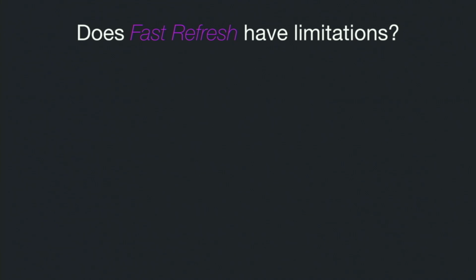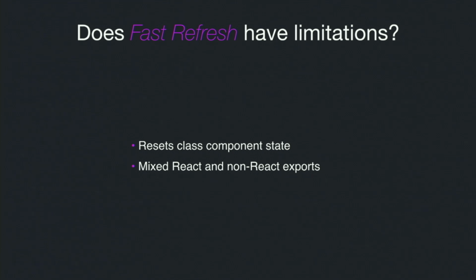Let's talk about what fast refresh won't do. It intentionally does not maintain the state of class components between reloads. We've learned that it's too hard to reliably hot reload classes without them ending up in an invalid state, so we always remount. And if a module exports both React components and non-React components, fast refresh will always remount the React components to avoid potential inconsistencies.